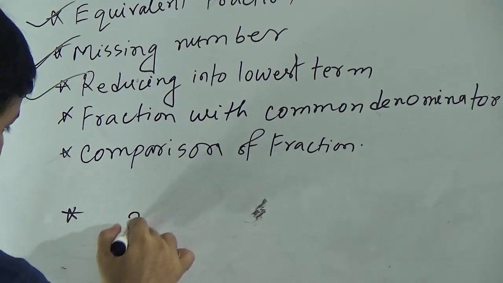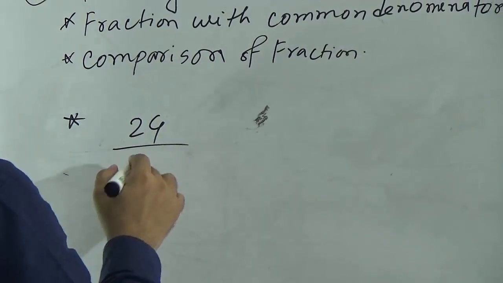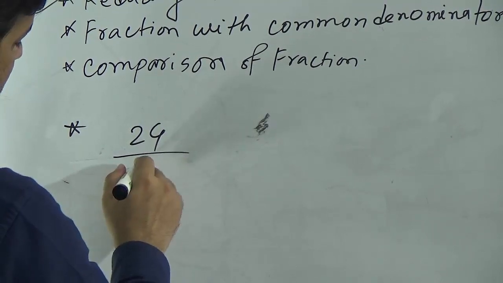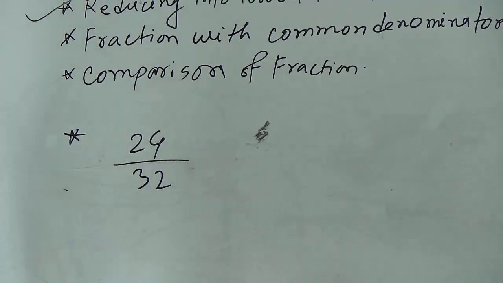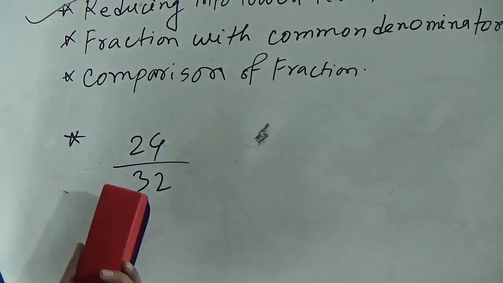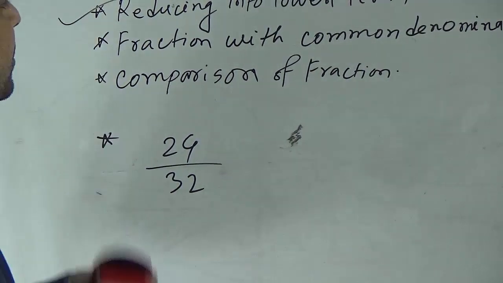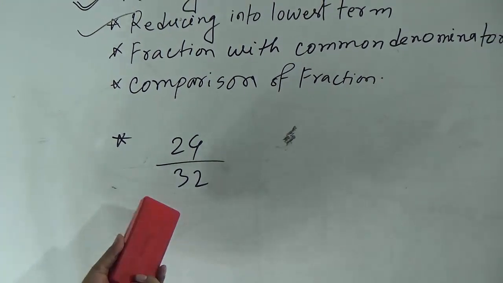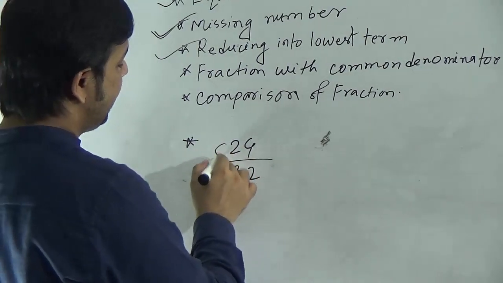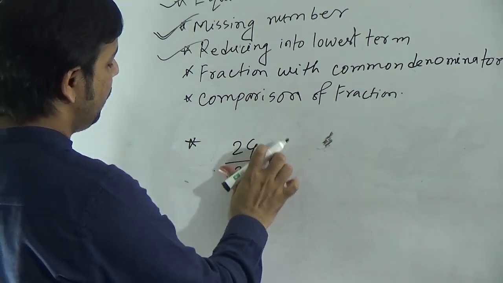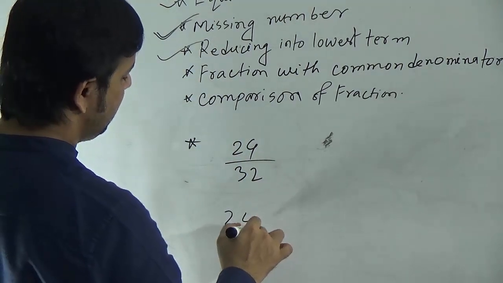Suppose 24 by 32. 24 by 32 is a fraction. We have to reduce this fraction into lowest term. To reduce the fraction into lowest term, we can apply a technique. We can find out the HCF of the numerator and denominator. What will be the HCF?